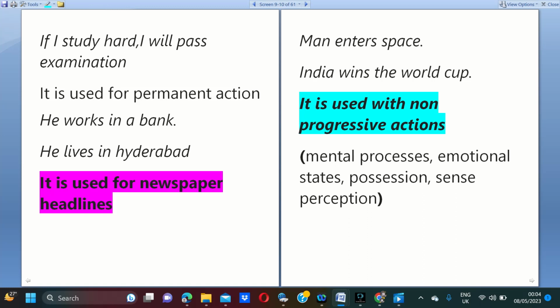India wins the World Cup. It might have won the match yesterday, but today they give "India wins the World Cup." They give it only in simple present tense.